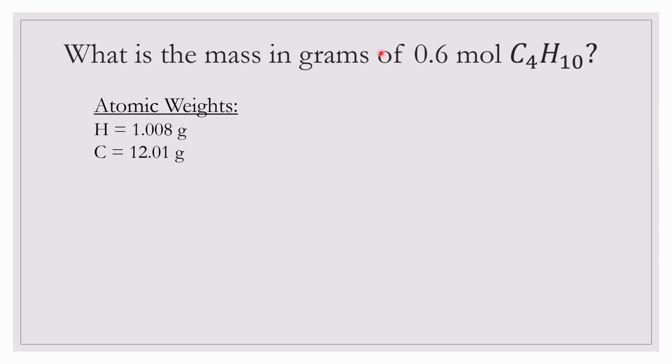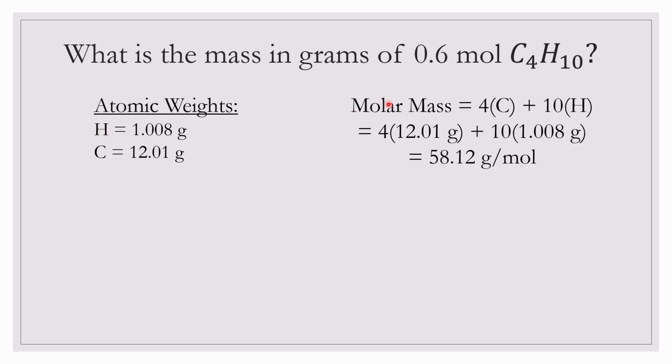In this slide, we will be calculating what is the mass in grams of 0.6 moles of C4H10. Similarly, we will start by finding the atomic weights for hydrogen and carbon. We have hydrogen as 1.008 grams and then carbon as 12.01 grams.